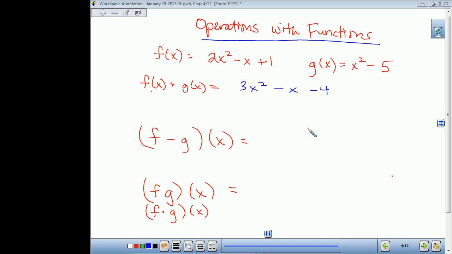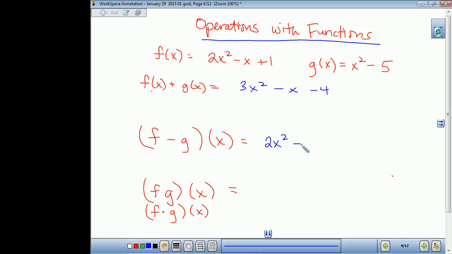Yes, Sid. Why does it say f minus g? Is that just because next we're going to subtract? Oh, okay. I thought that was part of the problem.